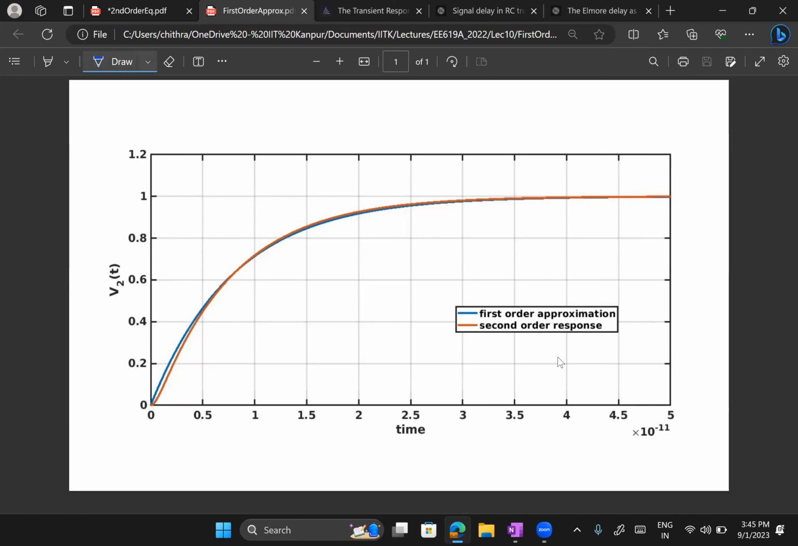So for example, in this case, you are going from 0 to 1 volt. So your 50% point will be somewhere here, 0.5 volt. Sorry, it is 0.5, somewhere here, right? So it will come somewhere here. And you see that both the curves match close enough to give you a first order approximation for the delay that you want, right? So now we will see how to calculate this Elmore delay. So far clear? The motivation is clear?